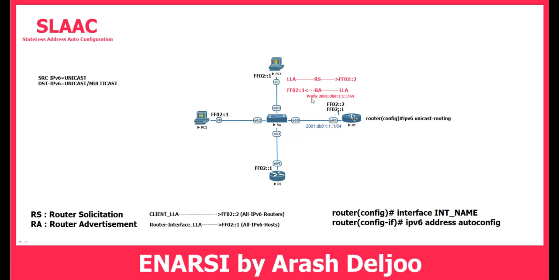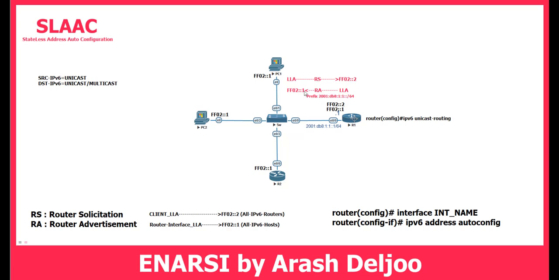And here we can see the prefix. In the prefix, we don't have the interface ID. In the prefix, we have only the subnet ID. 2001:DB8:1::/64 is the subnet ID of this IPv6 address.